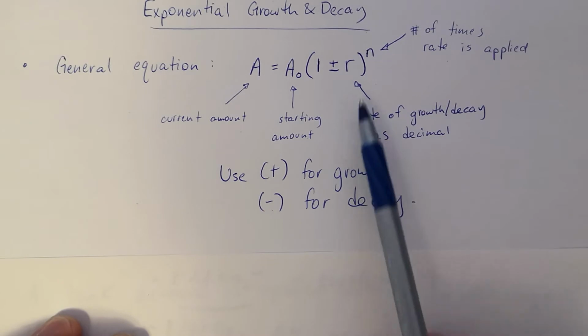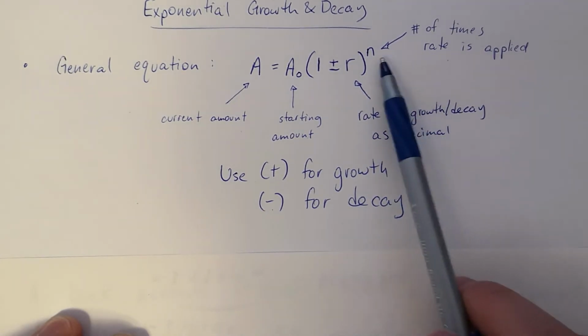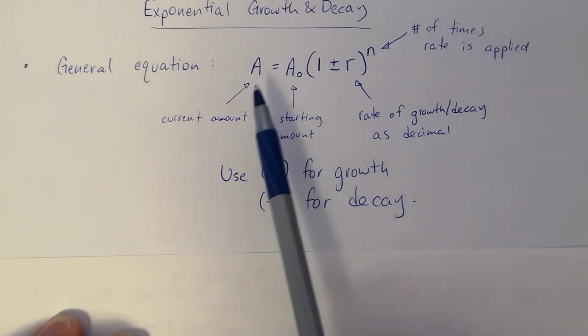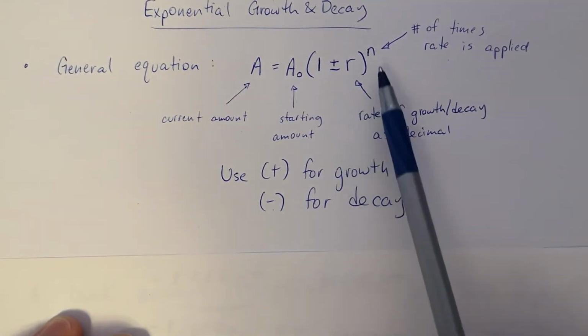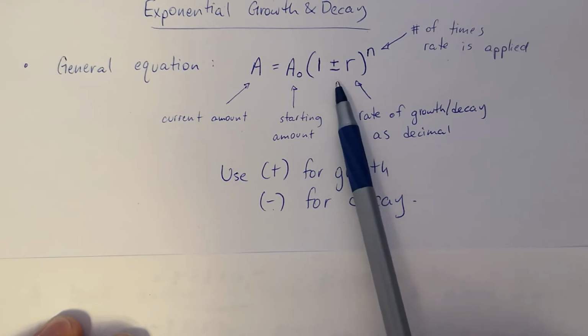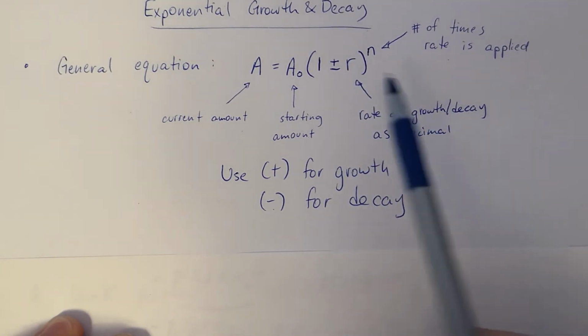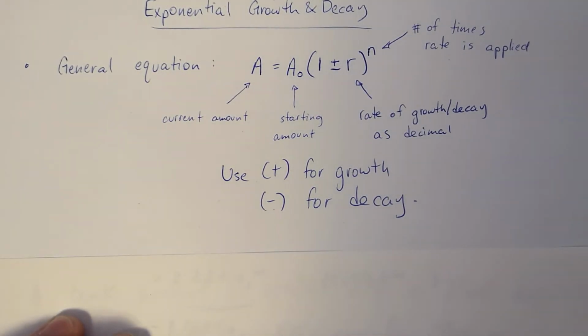Okay, R is the rate. It has to be as a decimal. You're going to see that in an example right away. And then N is the number of times the rate is applied. That might be confusing, but you'll get the hang of that too. Okay, so if this is a bank account, you're going to use plus because the value goes up. If the bank account pays interest every year, N will be the number of years. If the bank account pays interest every month, N will be the number of months. Okay, I'm not going to make that difficult today. We're going to build up to that.